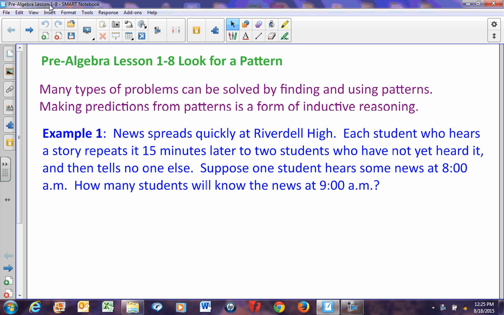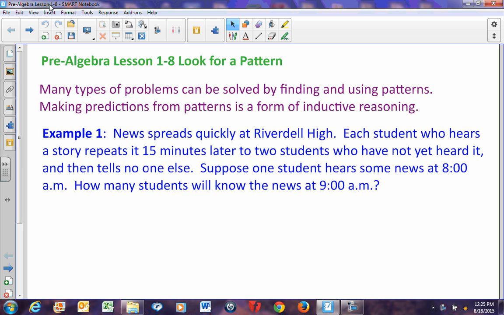This is pre-algebra lesson 1-8. Look for a pattern. Many types of problems can be solved by finding and using patterns. Making predictions from patterns is a form of inductive reasoning. Let's look at this problem.